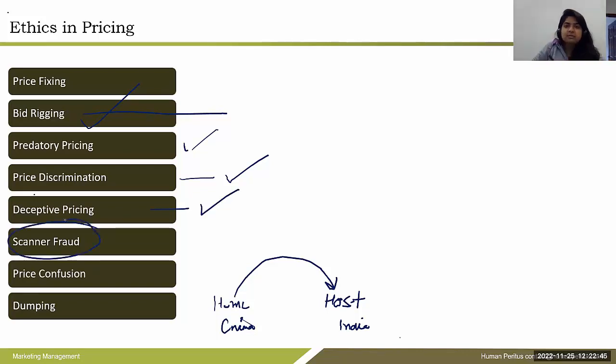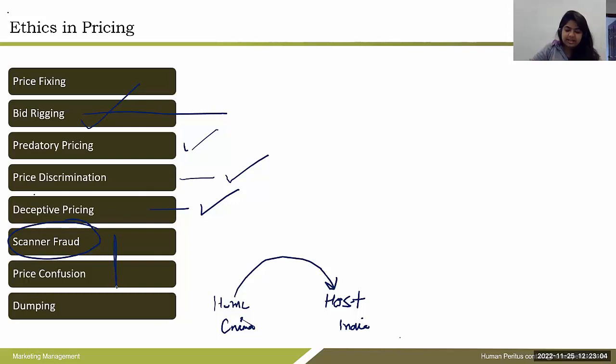Scanner fraud. It may show you, let's say it's written 100 rupees here, but when I scan it, it shows 110. So nobody's checking the bill. A lot of times people don't even check for every single item. So that is a scanner fraud. And there is price confusion.